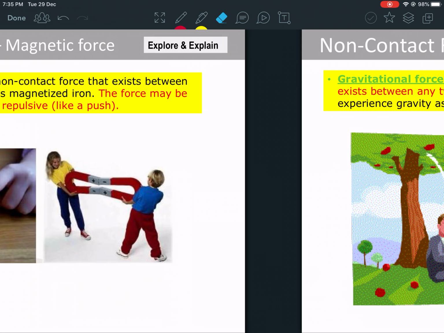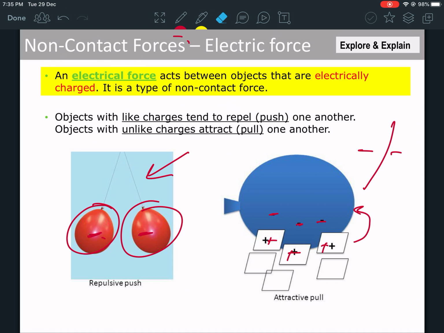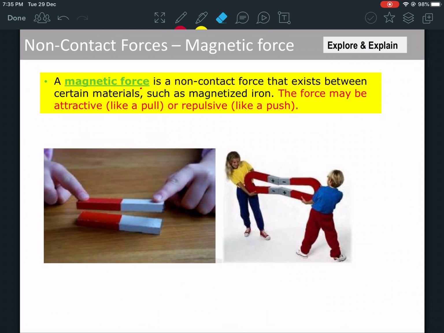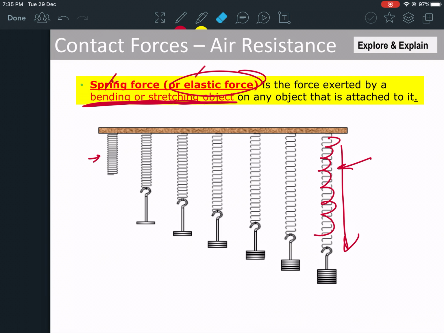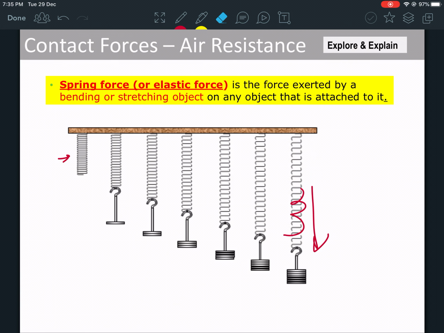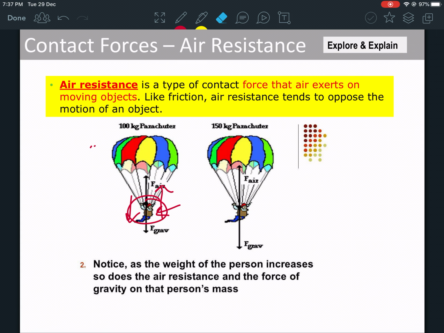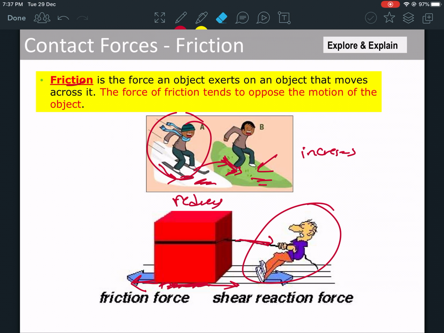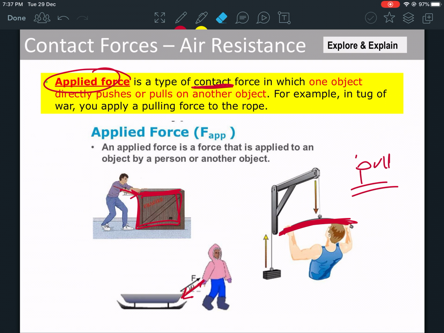So these are the differences between contact and non-contact forces, and these are some of the types of forces. Now, you don't have to know electric forces in detail. For example, you don't have to know magnetic forces in detail, because we're going to be taking an entire lesson about magnets and an entire lesson about electric forces. So you just have to know that these are contact and non-contact forces, but in detail we'll be talking about these later on in this module, but not necessarily this lesson.